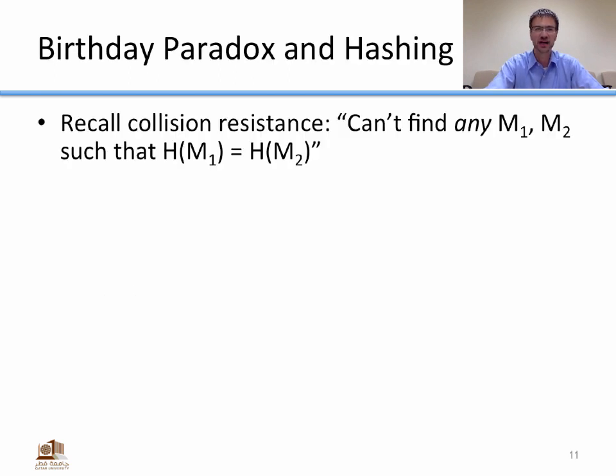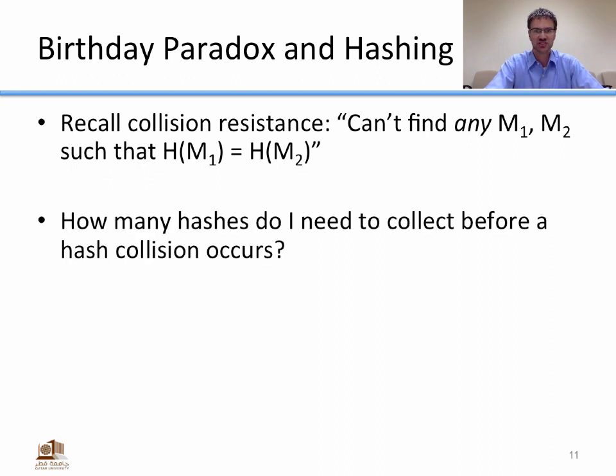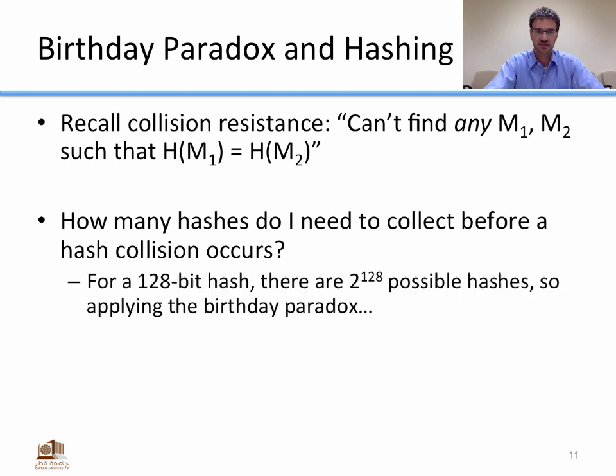So how does this apply to hashing? Well, recall that collision resistance says that I can't find any M1 or M2 such that the hash of M1 equals the hash of M2. Well, if I were to just start generating hashes and storing them, so I pick a random message, hash it, pick a random message, hash it, and I keep track of all of the hashes, how many hashes do I need to collect before I get a collision? It's almost the exact same question as the birthday collision question. It's just we're dealing with hashes instead of birthdays.